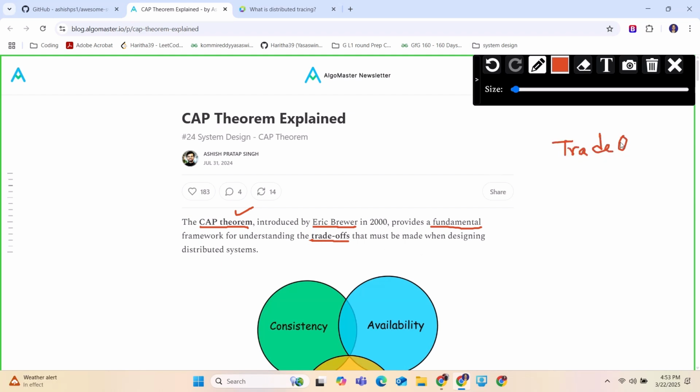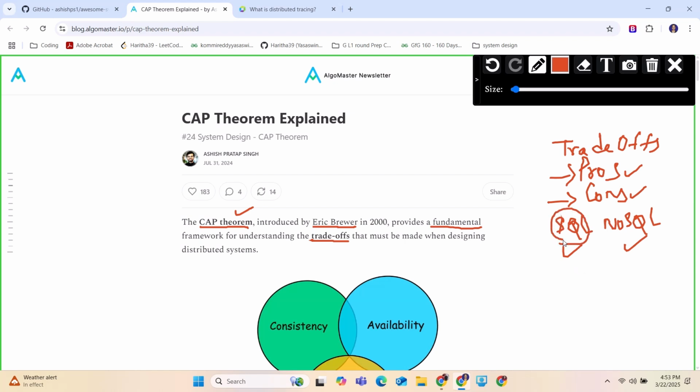So basically here trade-offs means pros and cons. While designing a system, we should be aware of what the trade-offs are. Suppose you choose one database, a few pros will be there and also a few cons. If you choose SQL, it has its own pros and cons. NoSQL has its own pros and cons. If you go with SQL, that means you are okay with the cons of SQL.